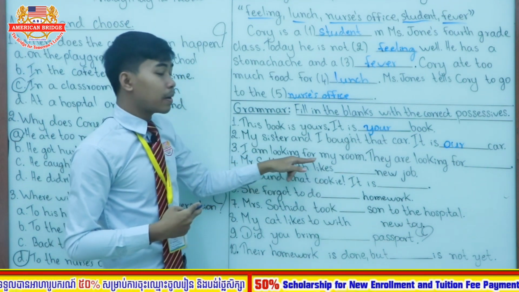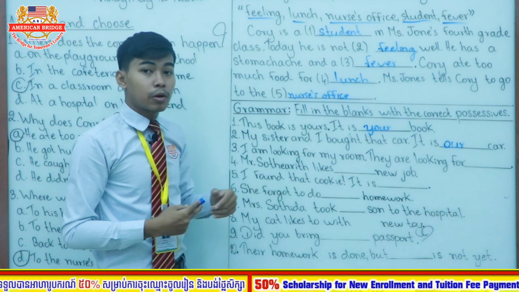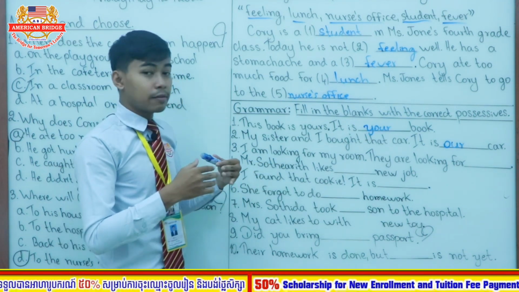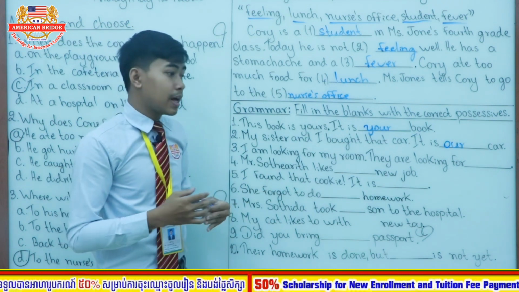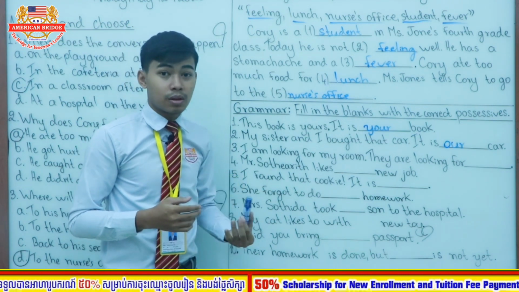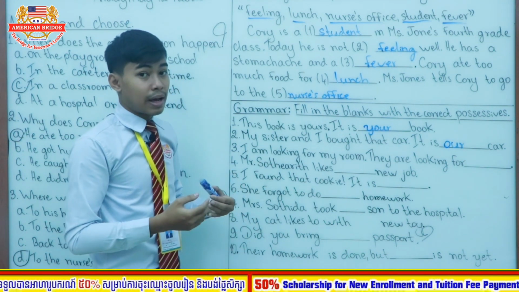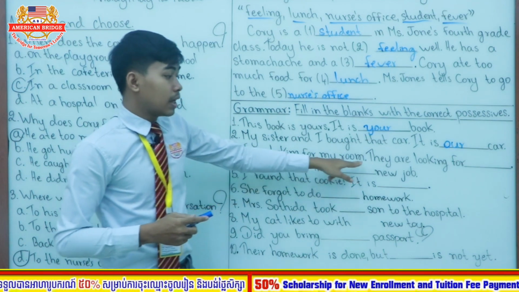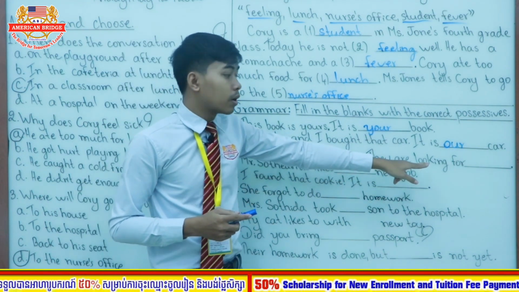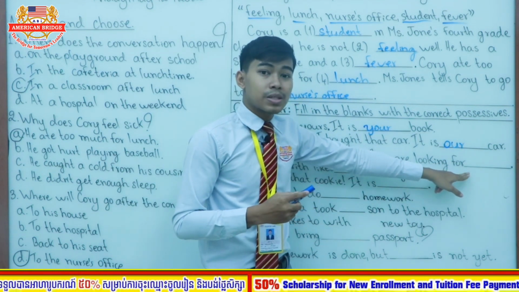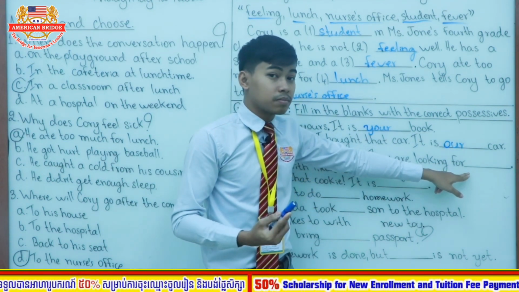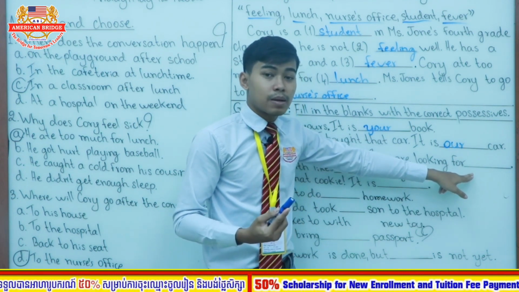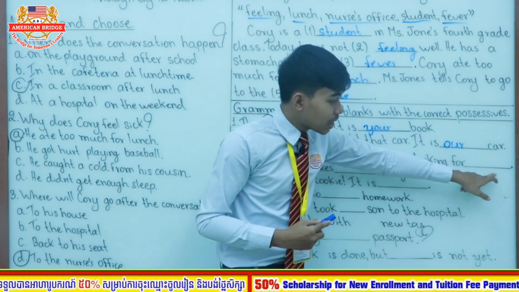I am looking for my room. You know the word look for? Look for means find. Example, I am looking for my pen. I lost my pen. I am looking for my new schedule. It means that I lost my schedule, so I have to look for it. Look for means find. So I am looking for my room. So here, should we complete with the possessive adjective or the possessive pronoun? Like I told you, the possessive adjective always comes before a noun. But here, do you see a noun?